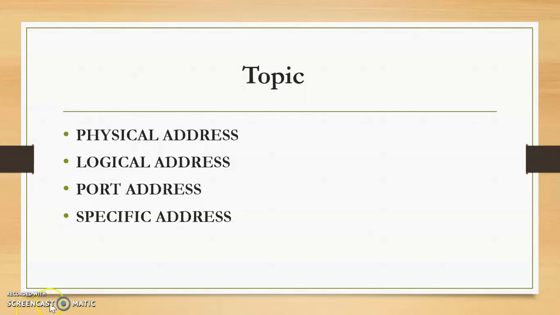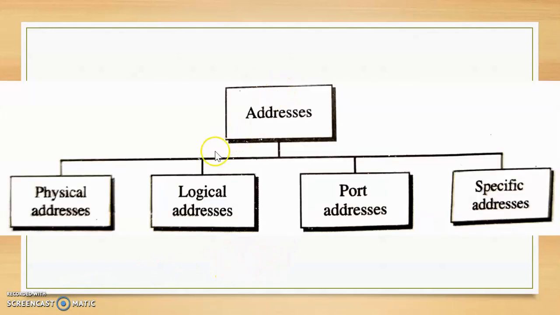Hi, so in this video we will discuss these four addresses, that is physical, logical, port and specific address. As we discussed earlier, the physical address is attached at the data link layer, the logical address is attached at the network layer, the port address at the transport layer, and the specific address is attached at the application layer. So we will see how the addressing is done with the help of an example.